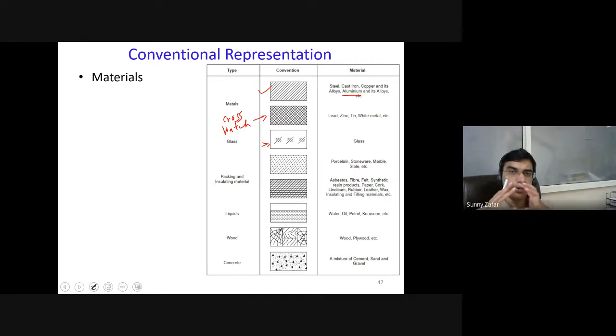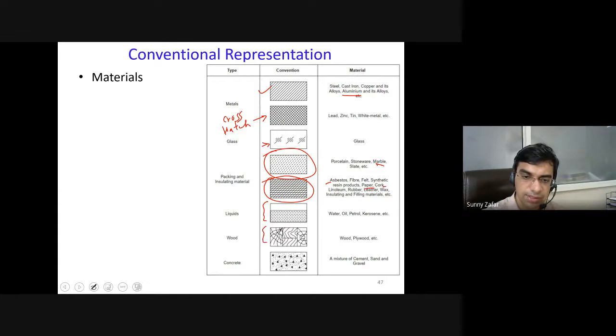Where there are moving parts, to damp the vibration in the moving parts, we use some packing material or insulating material. Insulating materials like asbestos, paper, and cork are soft materials. These are represented using this type of pattern. And if there is any ceramic material present in between, like porcelain or marble, this type of pattern is used. For liquids, this is the standard representation.